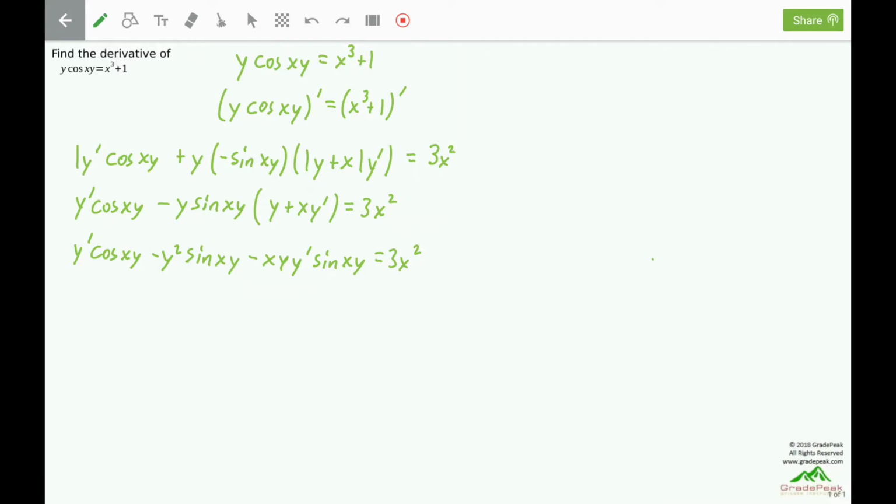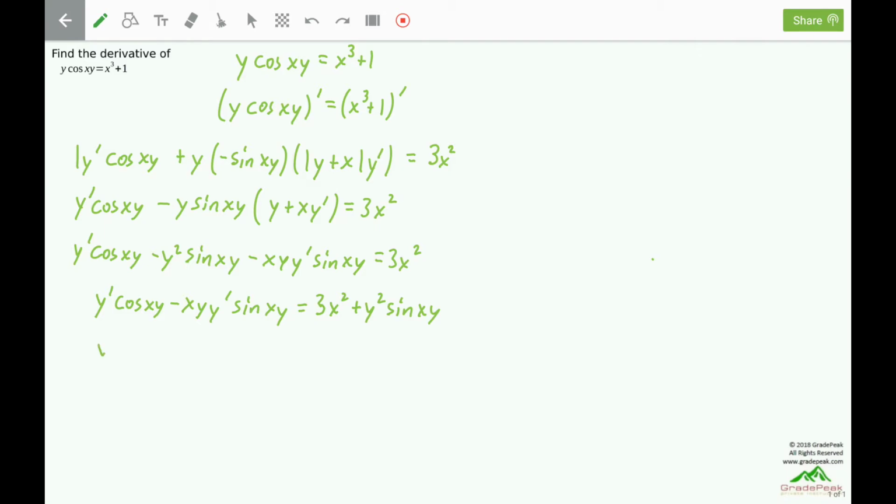We want to isolate the y prime terms. We have both of them already on the left side. So we're going to take the term that does not have a y prime and move it to the other side by adding it over there. So we have y prime cosine of x times y minus xy y prime sine of x times y equals 3x squared plus y squared sine of xy.